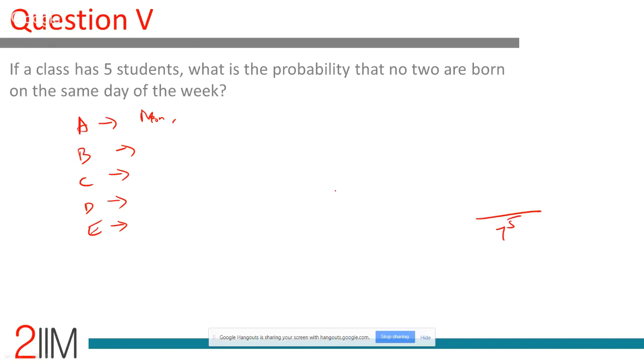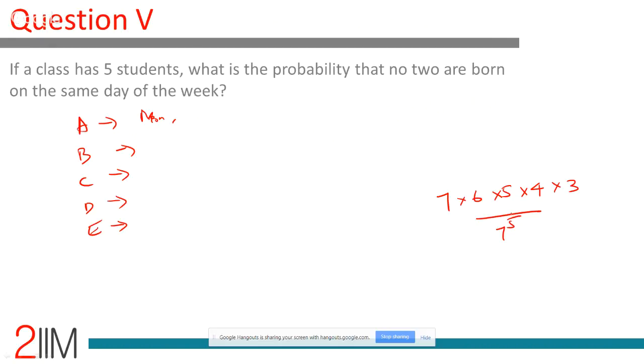Now let's move to the numerator. The first guy, A, could have been born in any of the 7 days. So 7. And then B should have been born in one of the remaining 6, so 6. C has 5 options. D has 4. E has 3. Or 7 into 6 into 5 into 4 into 3 by 7 to the power 5. Wonderful question, very simple question.